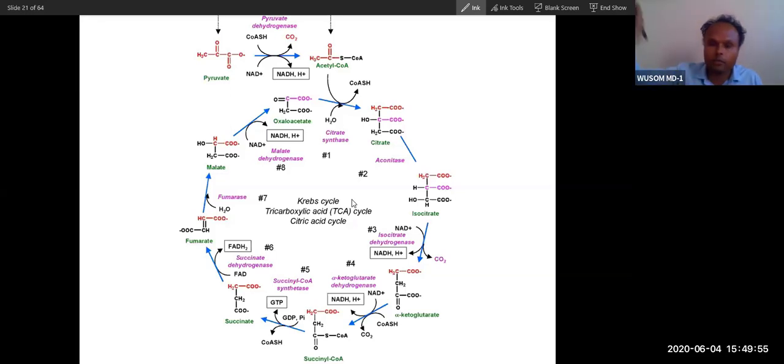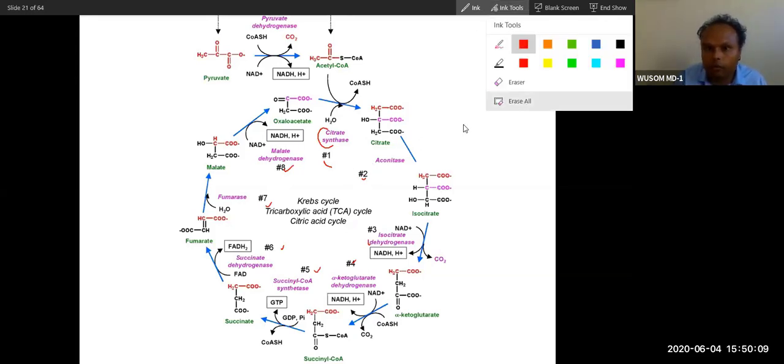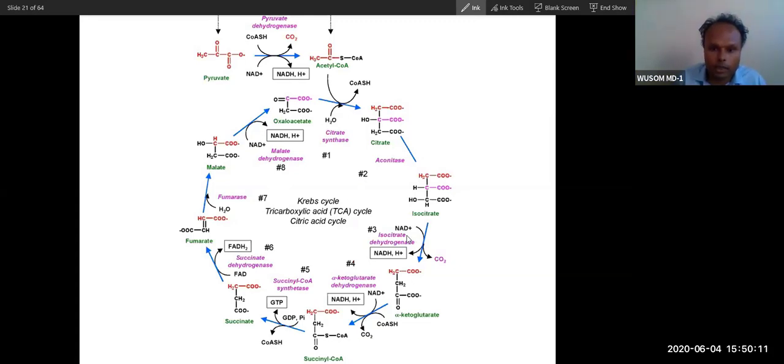You can see I've already explained many things. It's an 8-step process, so this cycle has 8 steps. You can see there are 4 dehydrogenases. The first reaction is citrate synthase, so citrate will be formed. This is citrate. After this there is an anabolic reaction; all the other reactions will be catabolic.